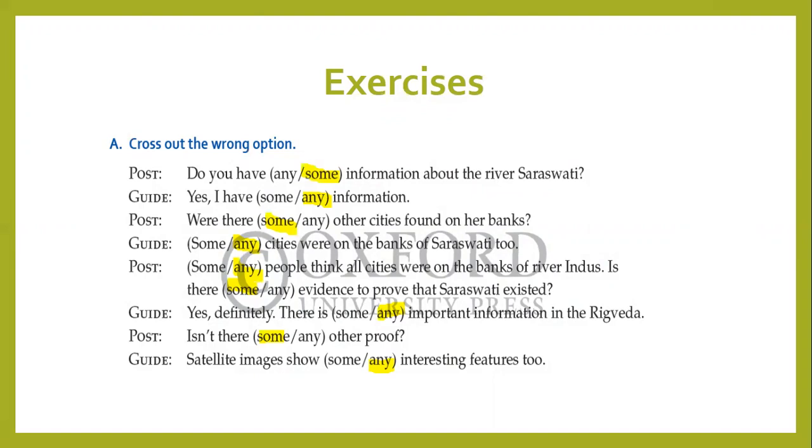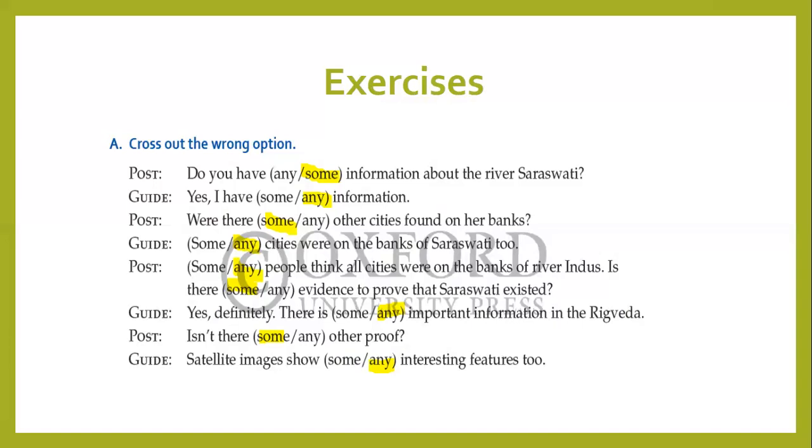First one, let us read it out. Do you have dash information about River Saraswati? So if you want a positive answer, then what will you say? Do you have any information about the river? You cannot ask, do you have some information. You will ask with any, any information you are having. The guide says, yes, I have some information.